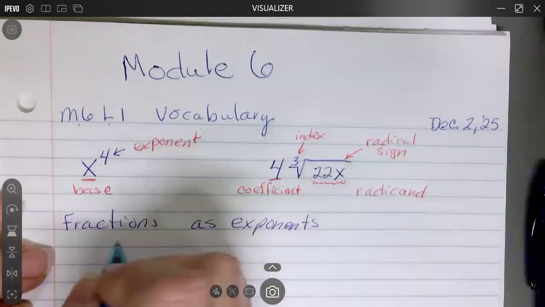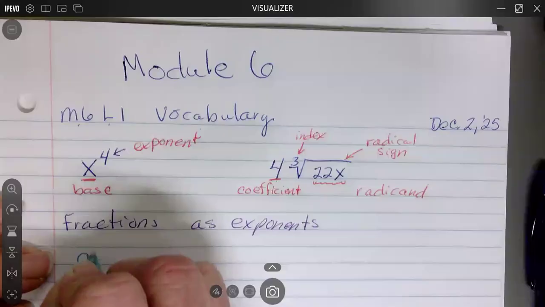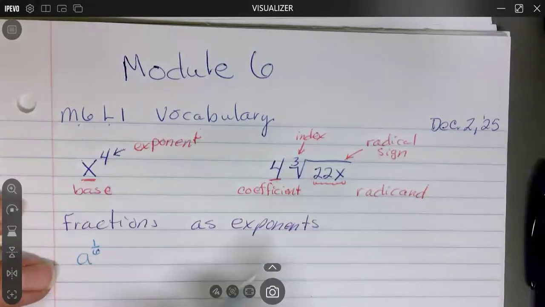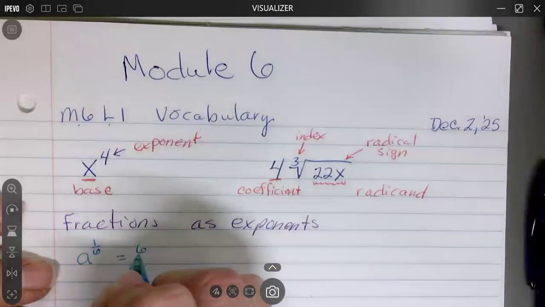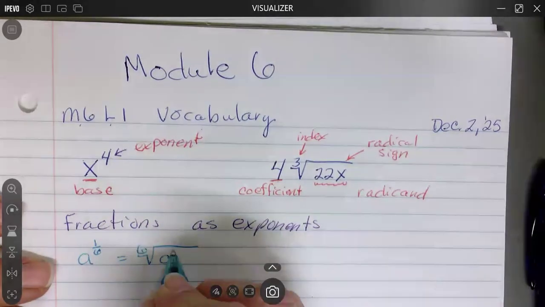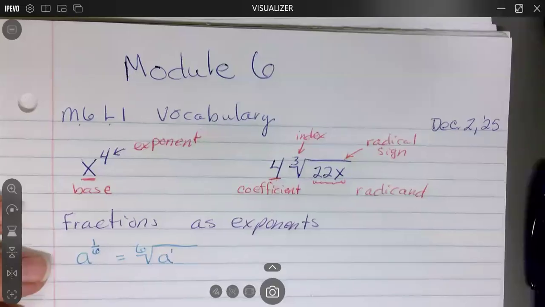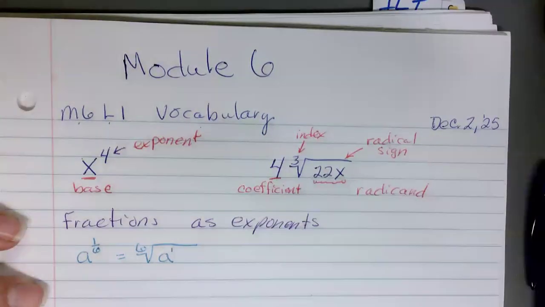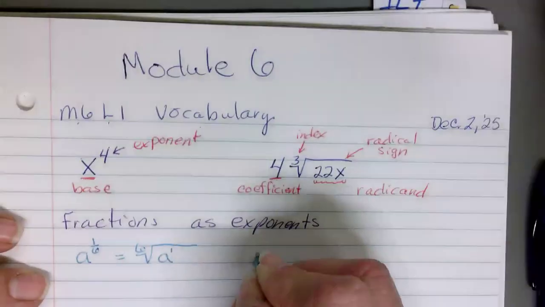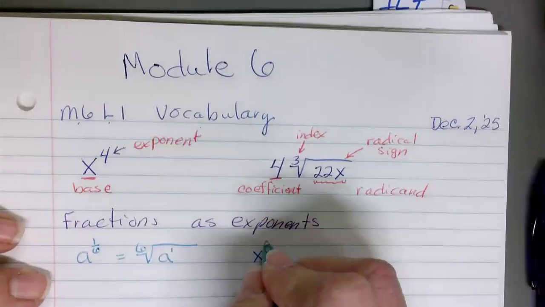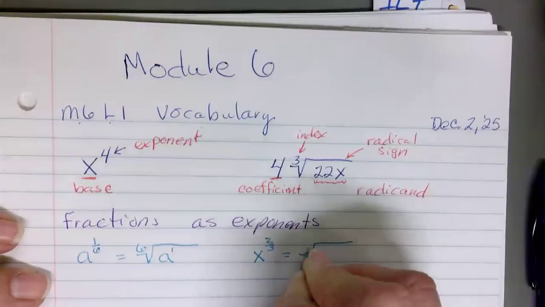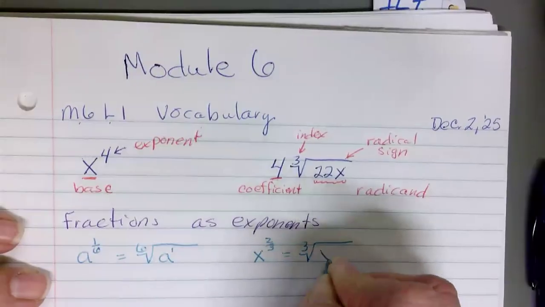So let's see what that looks like. If you have a to the 1/6, now we have a fraction as an exponent. That really means that you're taking the 6th root of a to the 1st. And you can put the 1 there for the a to the 1st, but it does not have to be there. We don't always put those invisible ones. Just another example, if you had x to the 2/3, then that is the same as taking the cube root of x squared.